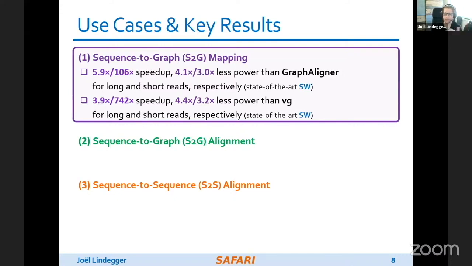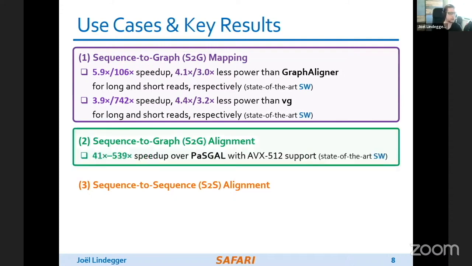So yeah, this goes kind of hand in hand with this point of this problem being much more difficult to solve and also to hardware accelerate. But yeah, basically over software, we get benefits as we should as a hardware accelerator. Then for sequence to graph alignment, there are also significant benefits even over highly optimized software libraries.